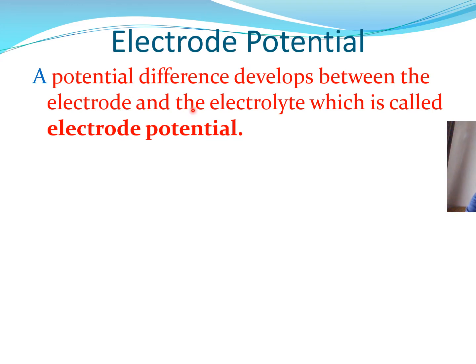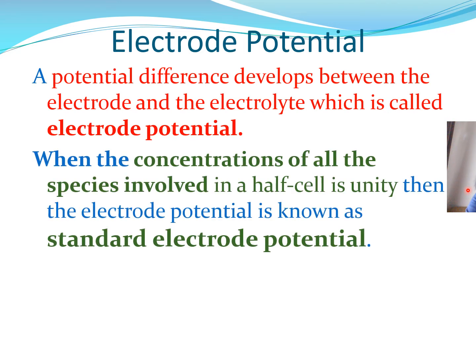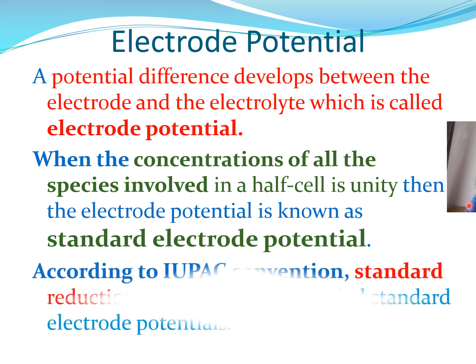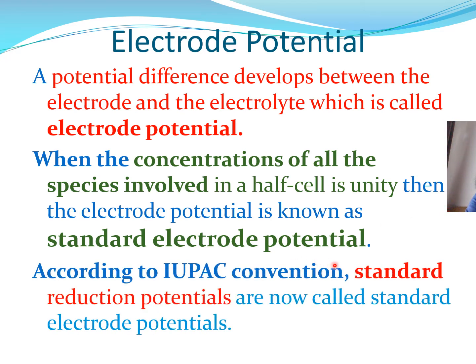That means a potential difference develops between the electrode and electrolyte, which is called electrode potential. How does it develop? When you dip a metal in a metal ion solution, the electrode potential develops. So when the concentration of all the species involved in the half cell is unity, then the electrode potential is called the standard electrode potential, which is measured in standard conditions: 1 atmospheric pressure and 25 degrees centigrade temperature. So according to the IUPAC convention, standard reduction potentials are called redox potentials.